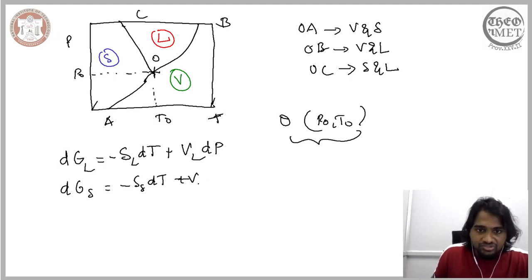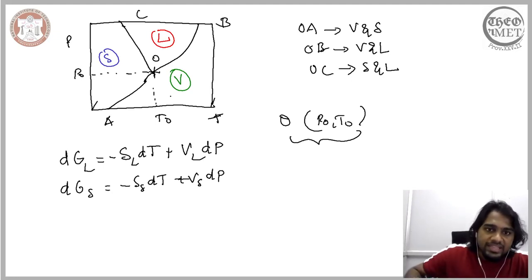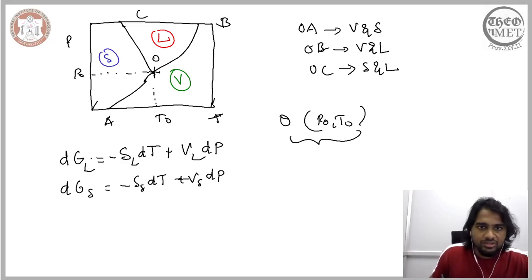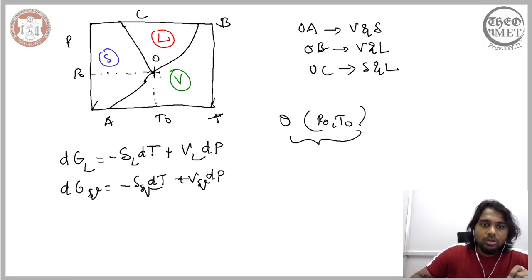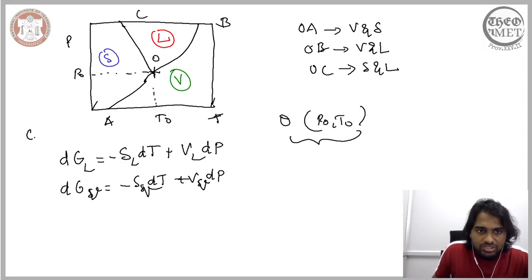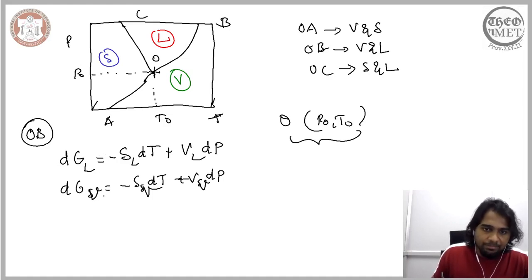Now we are restricting our focus to these lines here. So we want to understand the trend in these lines. So we are considering two states; here let us consider the liquid and the vapor state. So this line OB, liquid and vapor state. We want to understand the trend in OB. So we have considered the change in the Gibbs free energy of the liquid, and we have expressed it, and the change in the Gibbs free energy of the vapor, and we have expressed it.